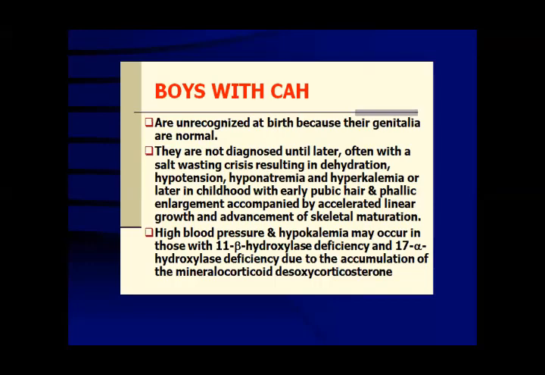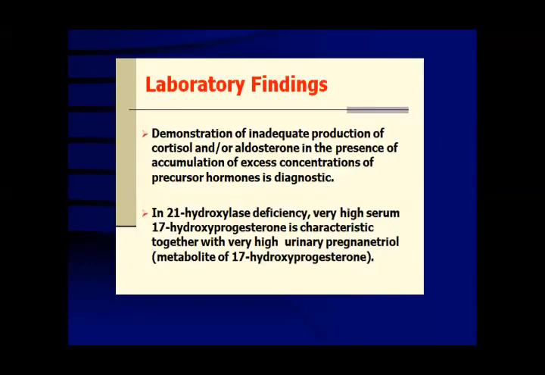So high blood pressure and hypokalemia may occur in those with 11 beta hydroxylase deficiency and 17 alpha hydroxylase deficiency due to the accumulation of mineralocorticoid deoxycorticosterone. So lab findings are demonstration of inadequate production of cortisol and aldosterone, and the accumulation of all the byproducts which I told you. 21 hydroxylase will be deficient and there is a very high serum level of 17 hydroxyprogesterone. This is a characteristic finding in these patients, in children with high urinary pregnanetriol. So metabolic end products will be high in number.